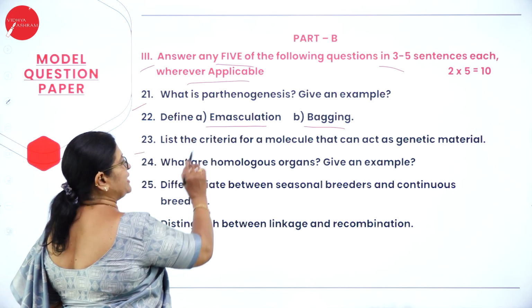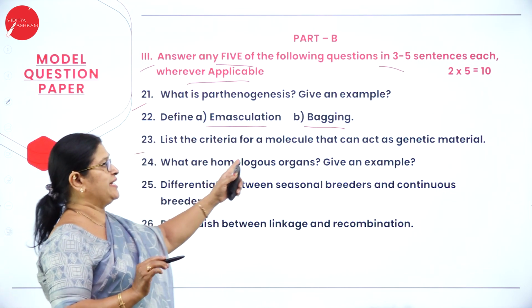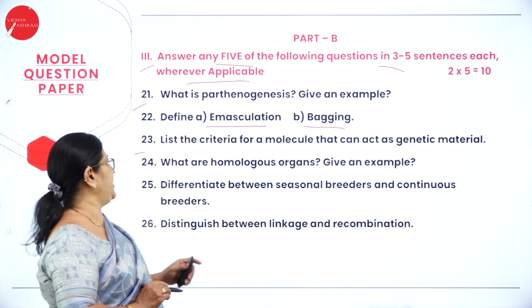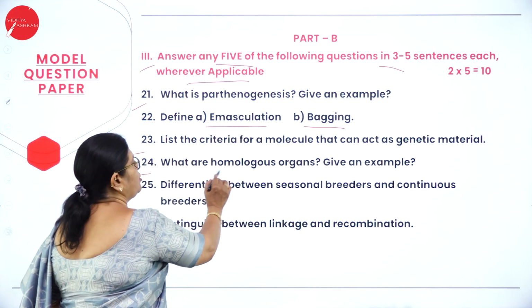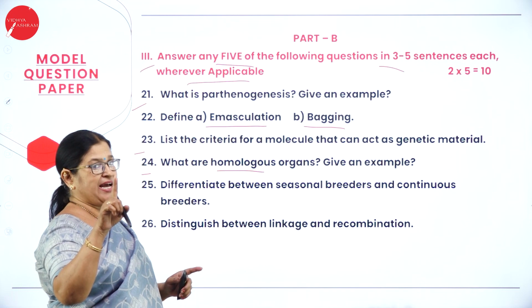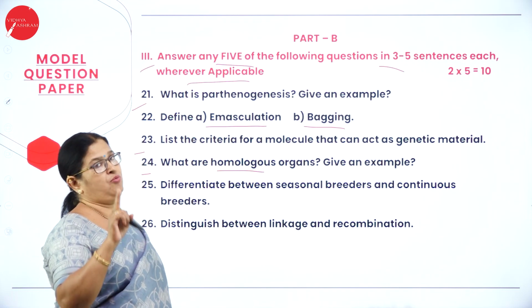23rd question, list the criteria for a molecule that can act as a genetic material. 24th question, what are homologous organs? Which carries 1 mark. Give an example, 1 mark.